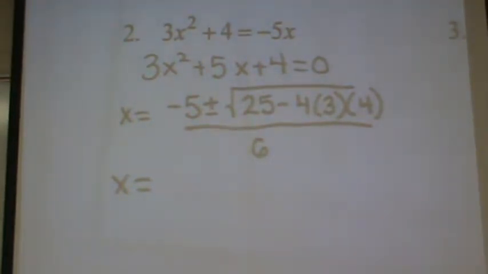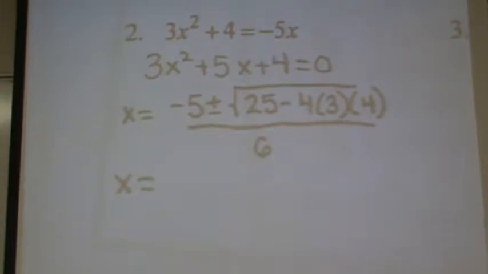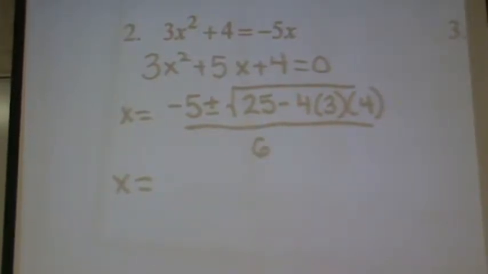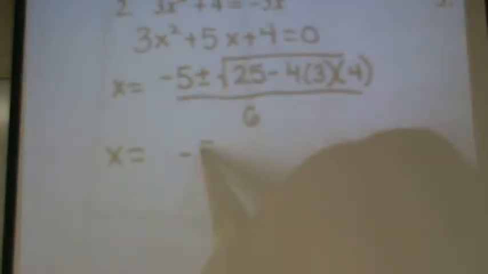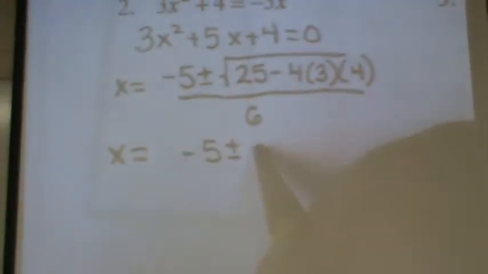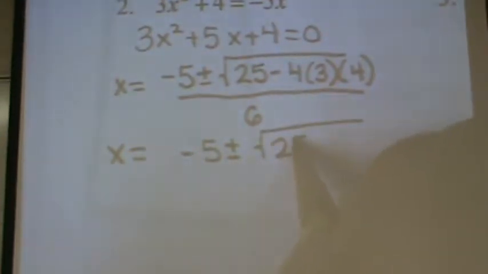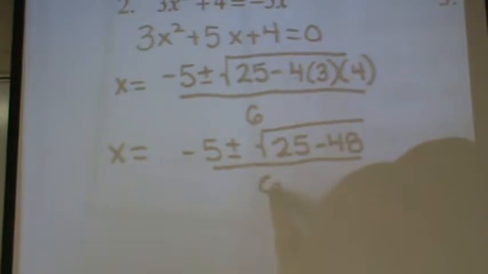Simplify the answer. What do I get? Looks like I'm going to have a negative under the radical. So I need to multiply 4 times 3, which is 12, and 12 times 4 is 48. So what I have here is -5 plus or minus the square root of 25 minus 48 over 6. And Trevor said this is negative 23.